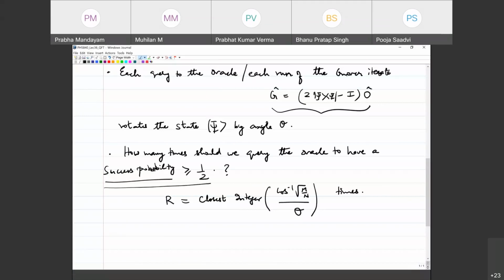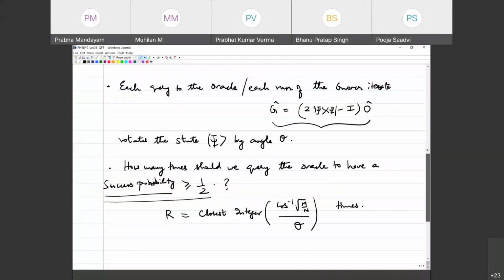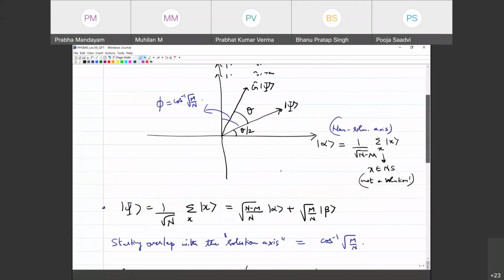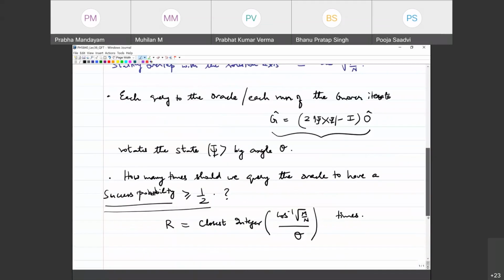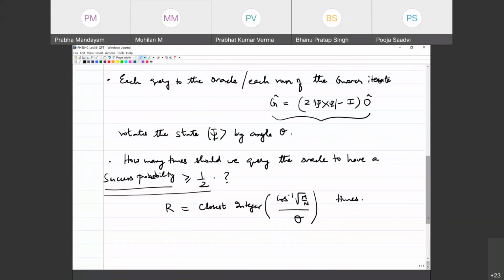So what is this basically? This cos inverse square root m over n is where you're starting with, right? That's your initial overlap. Then you rotate each time, going theta closer to it. Ideally you want to rotate cos inverse square root m over n by theta, but that could be some irrational number for all you know, right? So you have to take the integer that is closest to it.